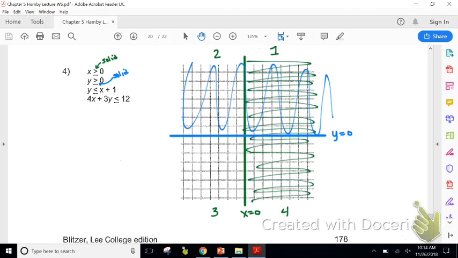Okay, so now let's look at the y is less than or equal to x plus 1. It's already solved for y. So we know our slope. We know our y-intercept. Is it going to be a solid or dashed line? Solid.